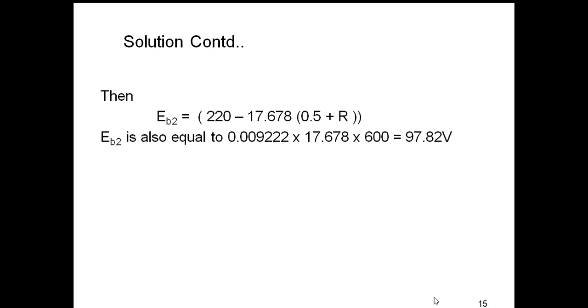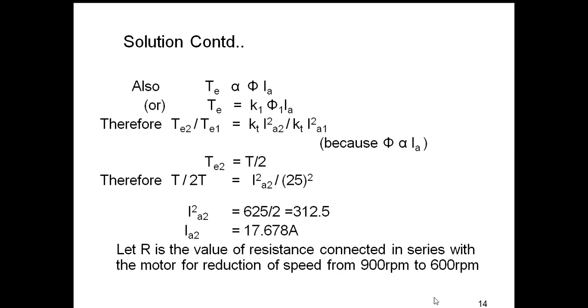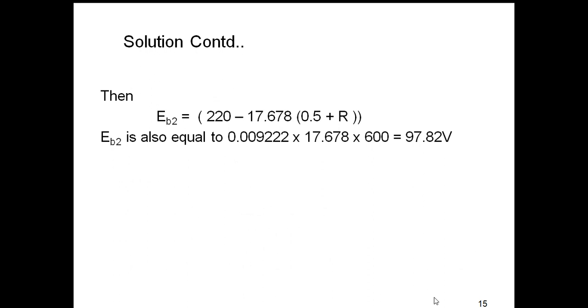From that we get, in the previous equation, EB2 is equal to K into IA2 into N. Here 0.00922 is the constant which we have already got, 17.678 is the value of IA2 and 600 is the value for speed, the secondary speed. This is from the back EMF equation.